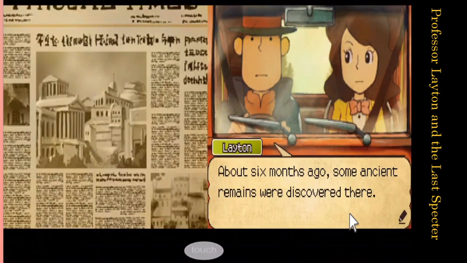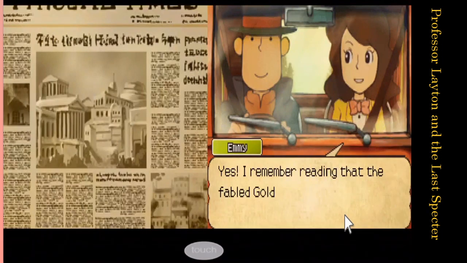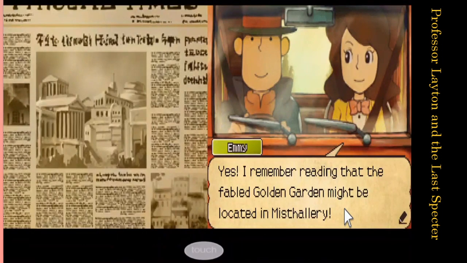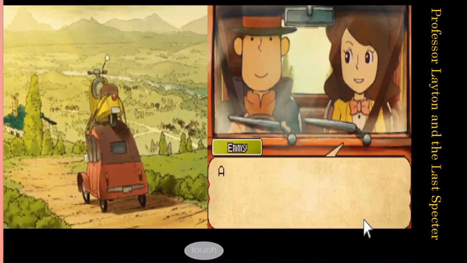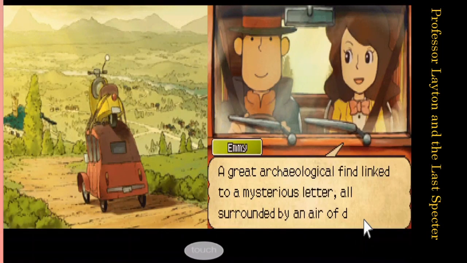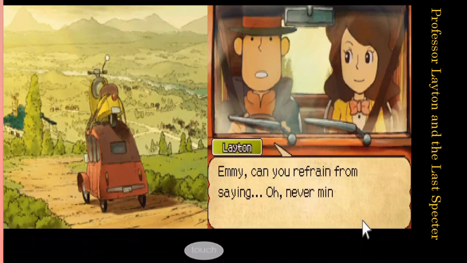About 6 months ago, some ancient remains were discovered there. You probably read about it in the Times. Yes, I remember reading that the fabled Golden Garden might be located in that town. And now a close friend of yours who lives there has sent an urgent plea for help. A great archaeological find linked to a mysterious letter, all surrounded by an air of danger. I can't imagine the situation possibly being more Layton-esque. Emmy, can you refrain from saying, "Oh, never mind"?